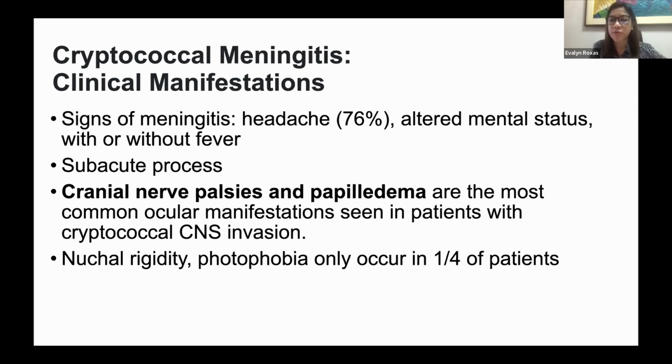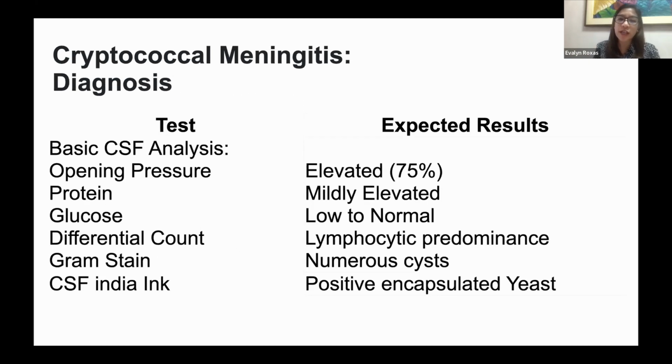Sometimes patients can present with altered mental status. So there are also findings of cranial nerve palsies and even papilledema. And take note that nuchal rigidity is not that common, occurring in only 1/4 of the time. Okay, so these are the laboratory tests that we can request for cryptococcal meningitis. You can request for CSF analysis after doing a lumbar tap, and this is the most common CSF findings.